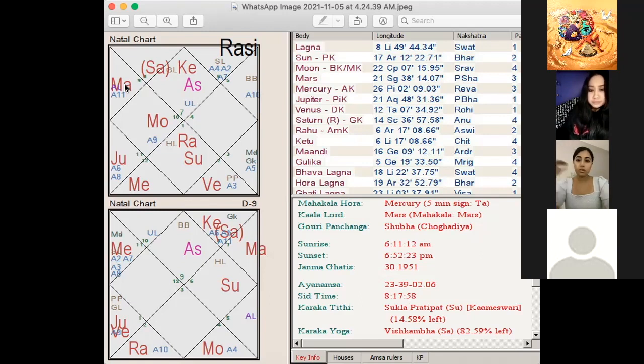And I have told many times, Mars in the third house, Mars in the 11th house, you always get scars on your hand by any means. Mars in third and Mars in the 11th? You always get scars in your hand.